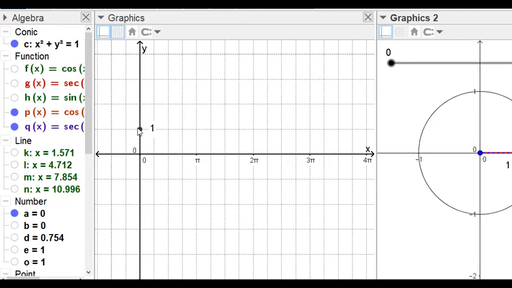Hunter? 1. At 1. What's the reciprocal of 1? 1. See what I'm saying? This is something we're supposed to know. Remember on the test, I always told you the graphs will meet at 1. So let's see what happens with secant.